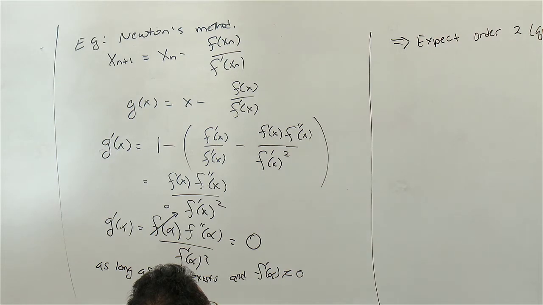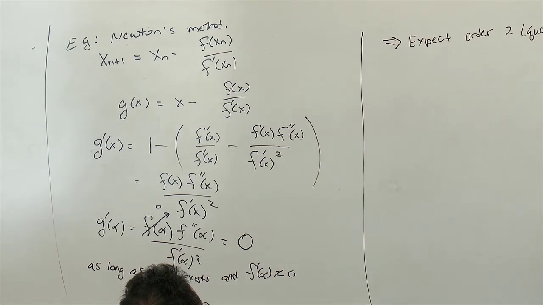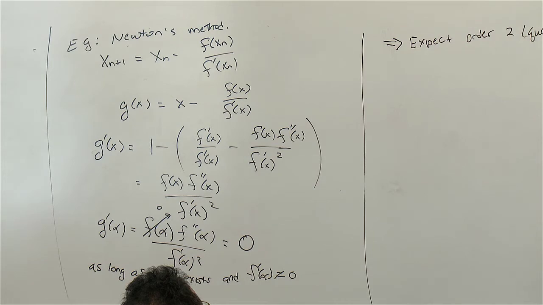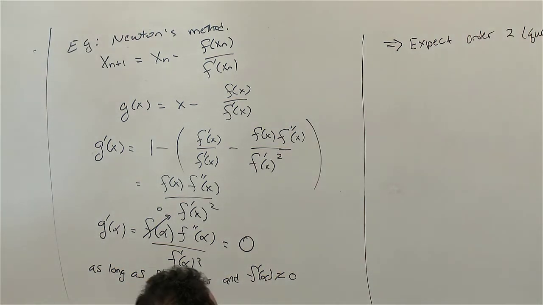Even for analyzing Newton's method here, I've got a big framework that just says there's not much to check. I've basically got to check that my G prime is less than 1.